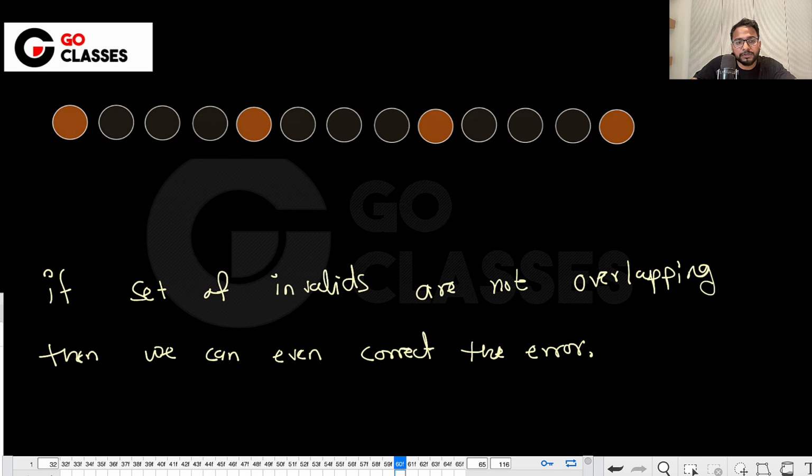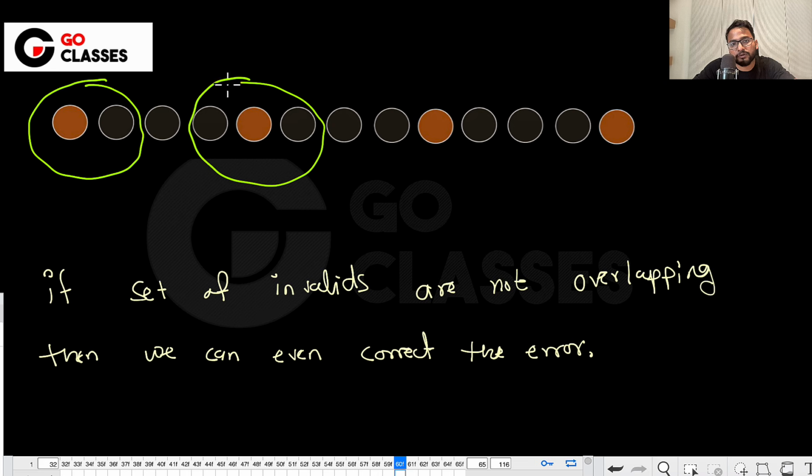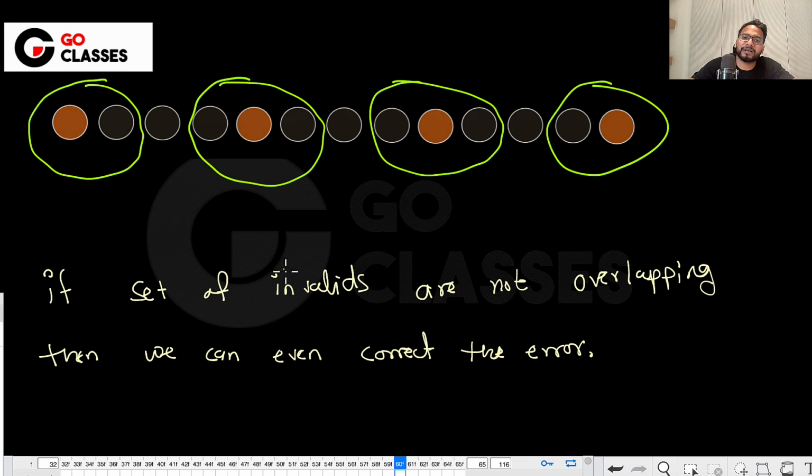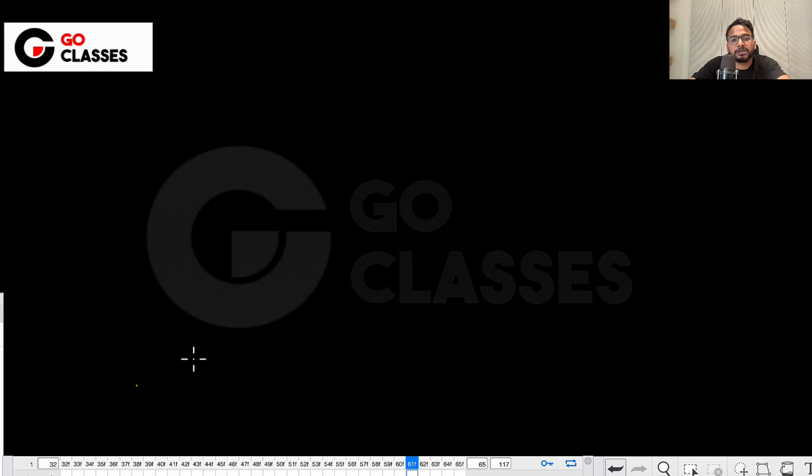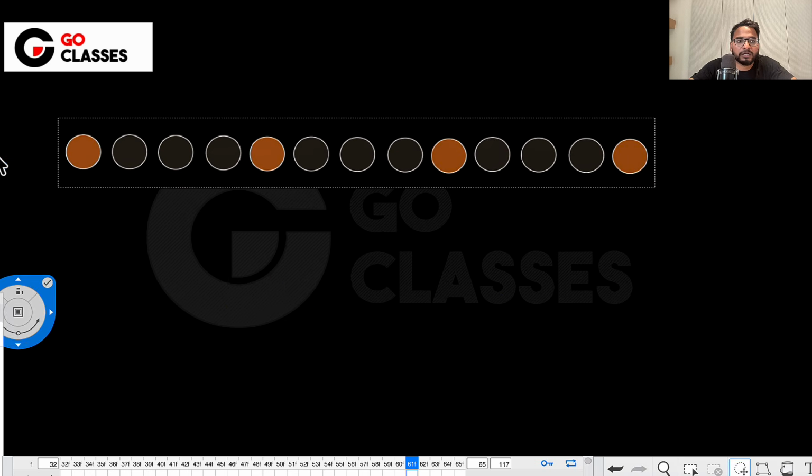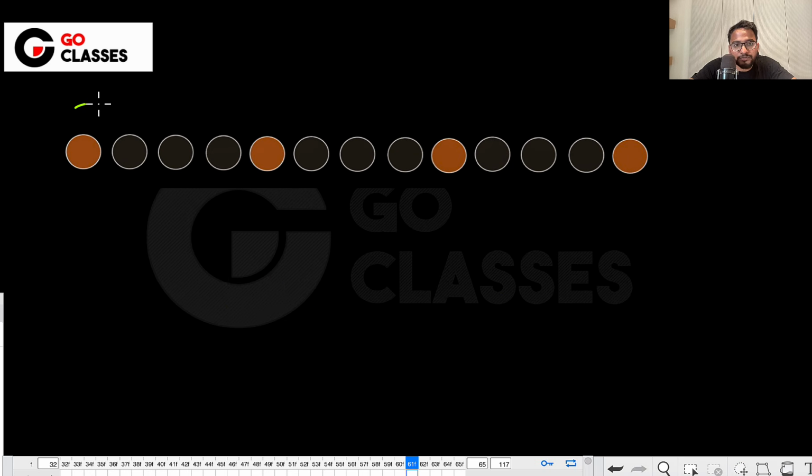Which means I know that this is the only set of invalid for this, and this is the only set of invalid for this, and so on. If this is the invalid, then I know that it must be from this one, okay? So in this case I can correct up to 1 bit of error, because the moment you have 2 bits of error, then these will not be non-overlapping, right? The number of invalids will be overlapping.